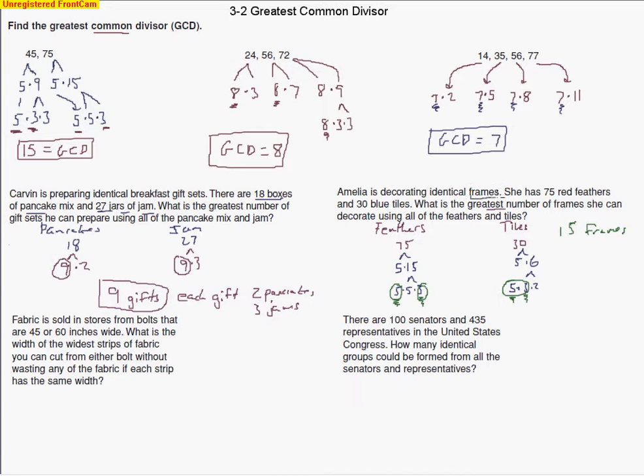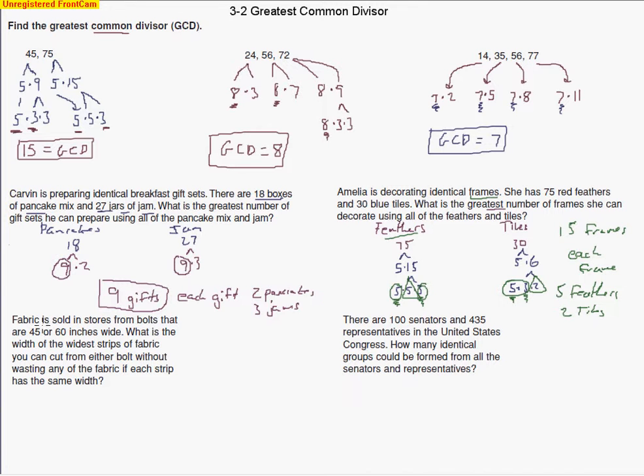We were making frames with the feathers and the tiles. So 15 frames, and what would that consist of? Well, in this case here, each frame would have 5 feathers, and it would have 2 tiles. So that's what that would represent. Well, let's take a look at our next one.